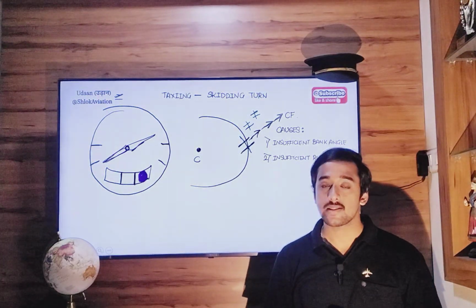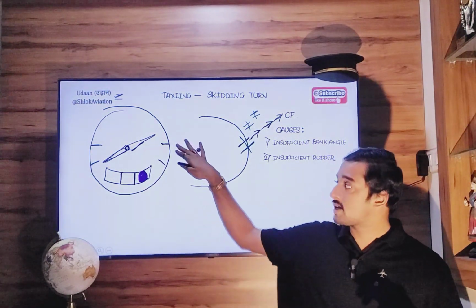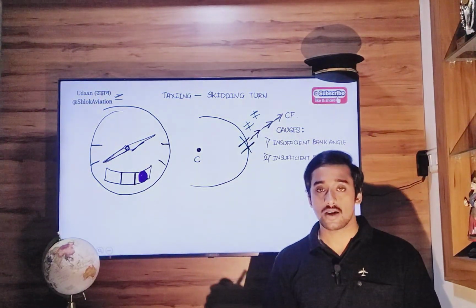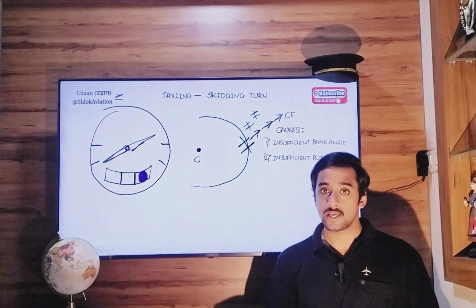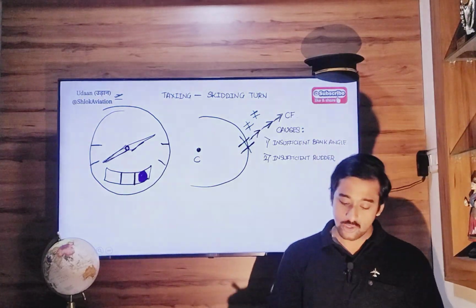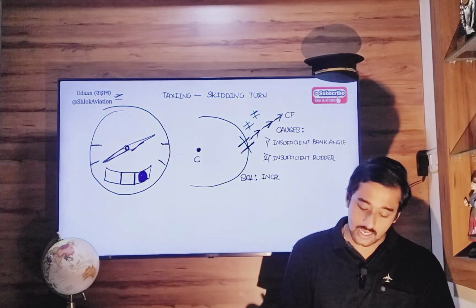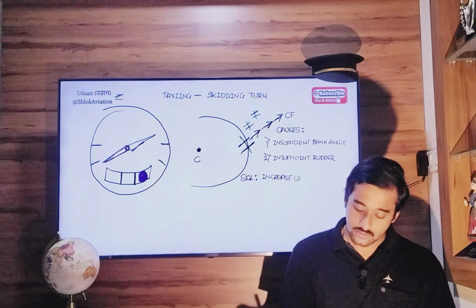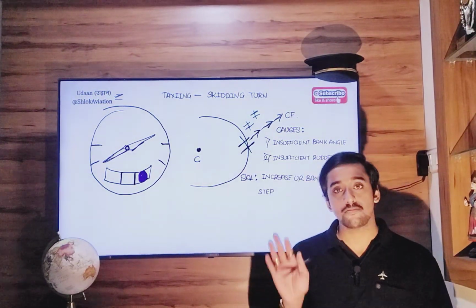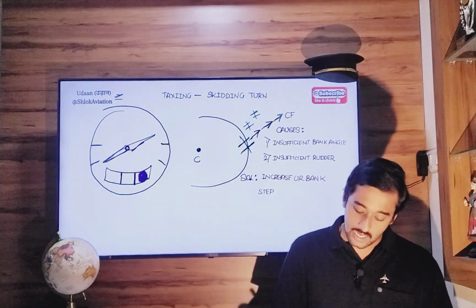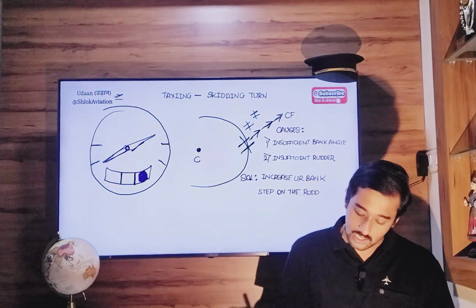Now why does a skid happen? Skid happens because of two reasons. Insufficient bank angle. You want to make a left hand turn, but if you don't bank the aircraft sufficiently, then this skidding will happen. Or if you don't apply sufficient rudder pressure, then also skidding can happen. So what is the solution? The solution is to increase your bank angle. And the second one, step on the rudder. If the ball moves to the right, press the right rudder. If the ball moves to the left, press the left rudder. So step on the rudder. Correct? So this is the solution.